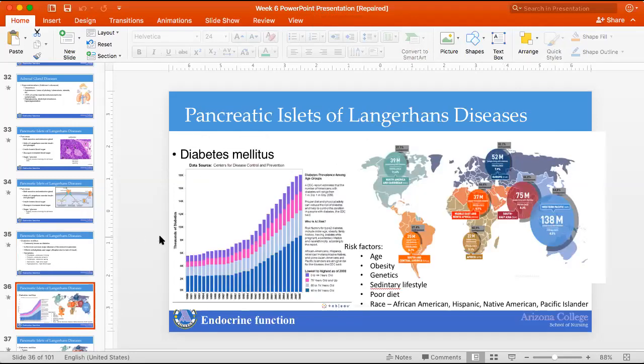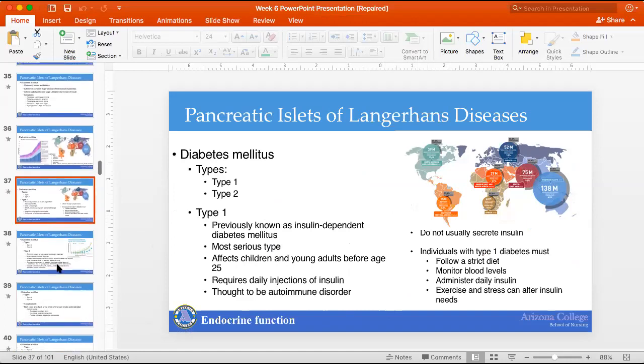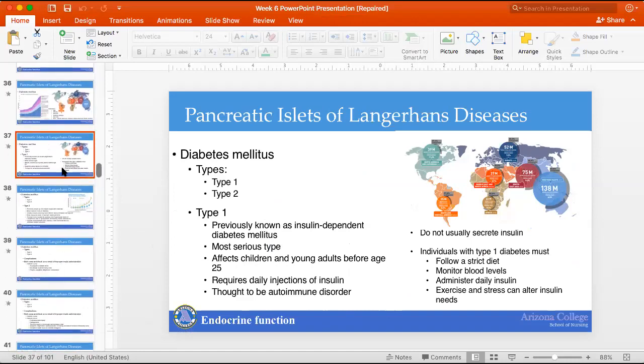Okay, and here you can see kind of a breakdown, some of the risk factors being age, obesity, genetics, sedentary lifestyle, poor diet, or certain races being more predisposed to having diabetes. There are two types of diabetes. Now, there are risk factors for both of them, and there are kind of common terms for each, but neither one of the common terms is necessarily accurate.